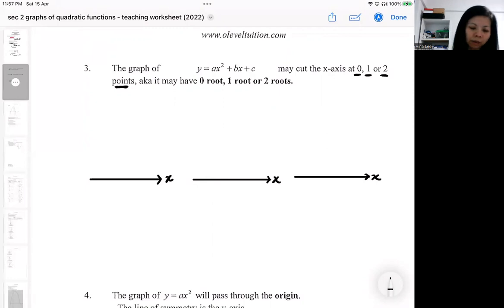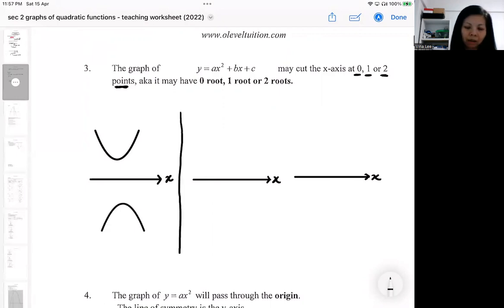For example here, I can have a smile graph or a sad face graph. Do you realize this situation? It doesn't cut the x-axis at all. So this one is called zero roots. It doesn't cut at all.